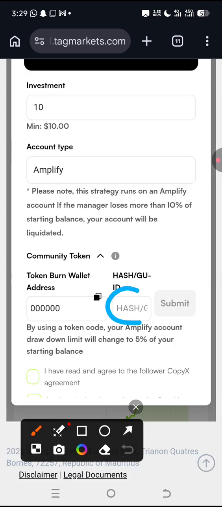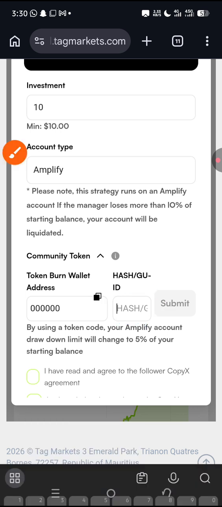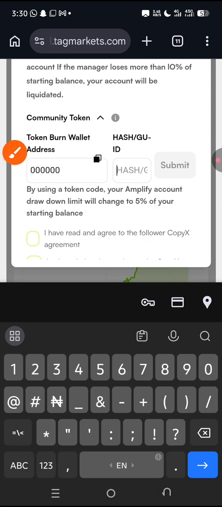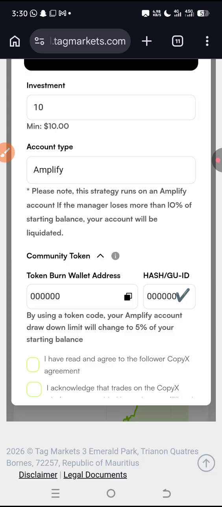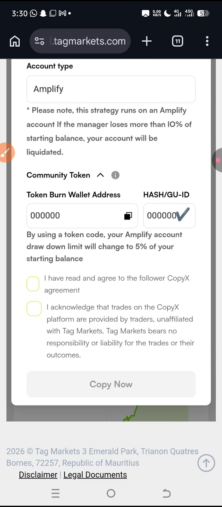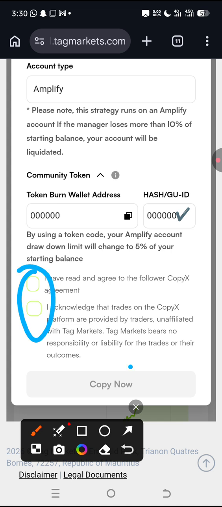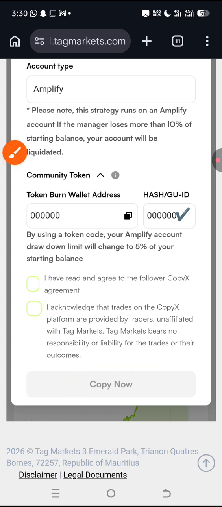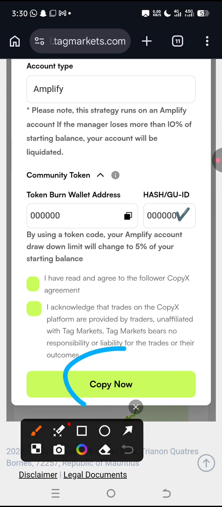Then you come here again and put 6 zeros. Zero in 6 places. 1, 2, 3, 4, 5, 6. Then you click submit, and that's submitted. Then you come here and click this. Then this would highlight, and you click copy now.